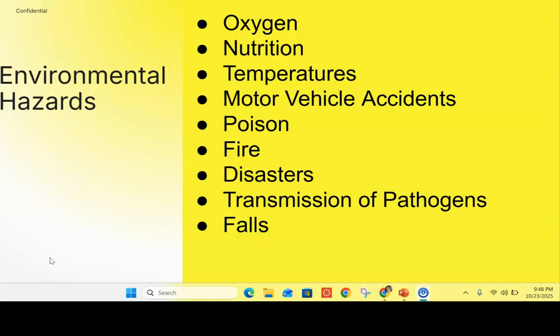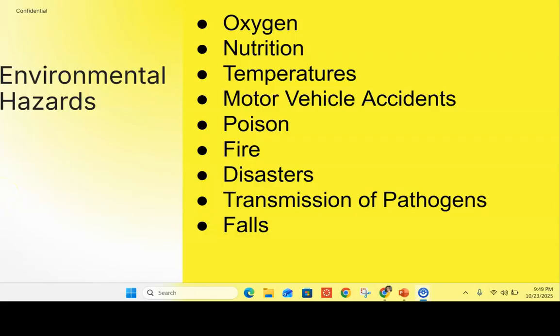Okay, let's move on to nutrition. Nutrition can be an environmental hazard. People have to have the knowledge of healthy foods, food safety and storage, safe preparation, and how to prevent food poisoning. As for temperature, we've got to know temperature extremes. Too hot will burn, right? But too cold can also cause a type of burn. So we have to take that into consideration.